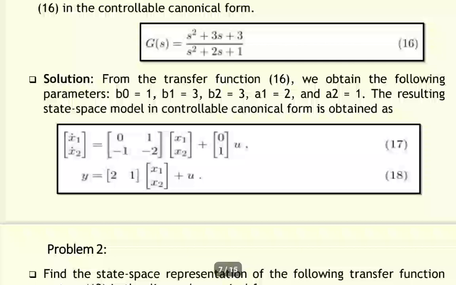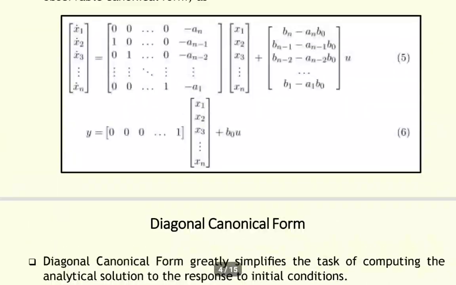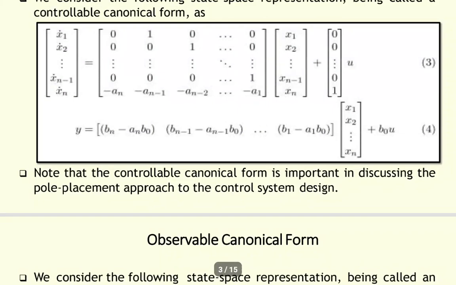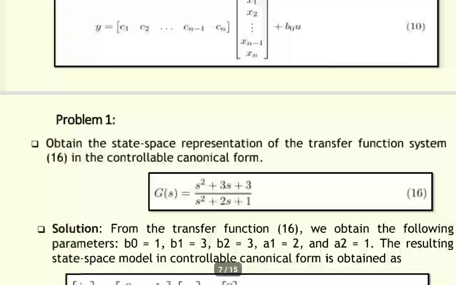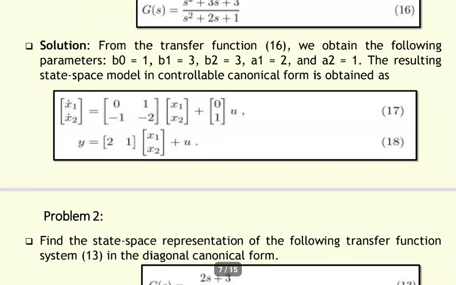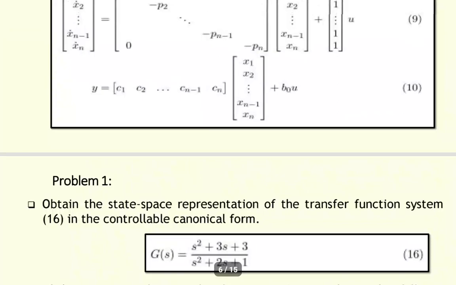Already I told you that x1 dot is equal to x2. x1 dot is equal to x2 means we are assuming y is equal to x1, that's why. And the input matrix is 0 1, because the first element of the first column should be 0 and the last element should contain 1 when we approach the controllable canonical form, because this is 0 1. Okay, and that is u, and the y matrix will be there maintaining that formula.